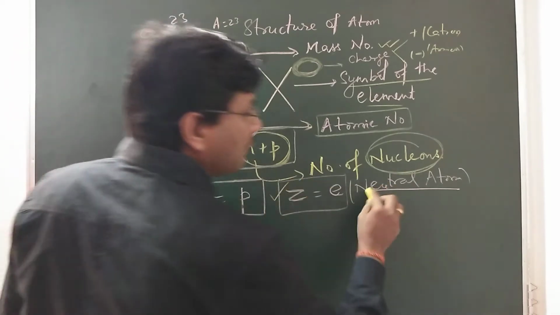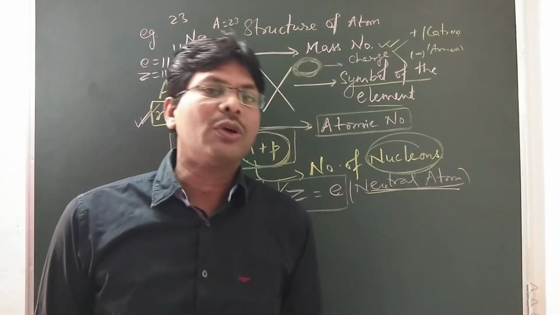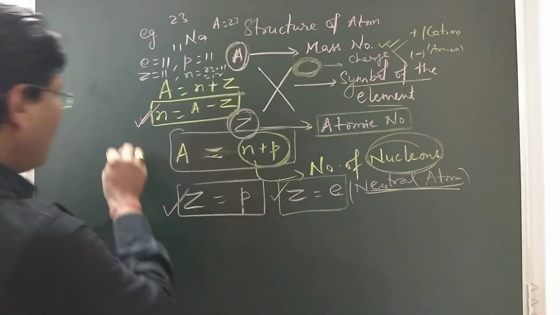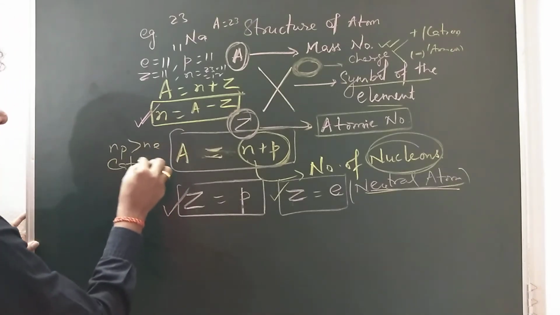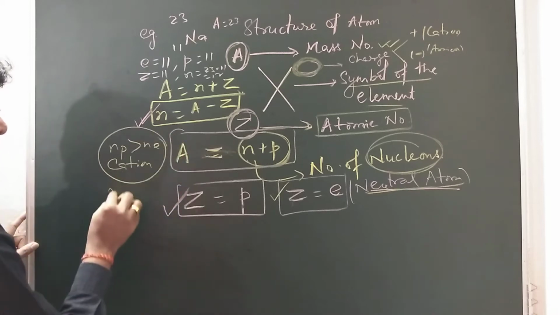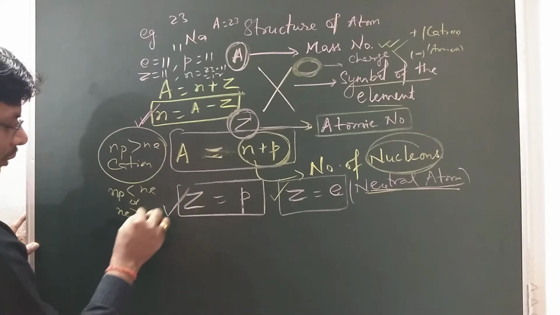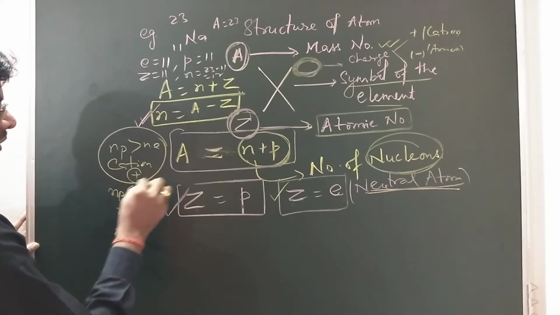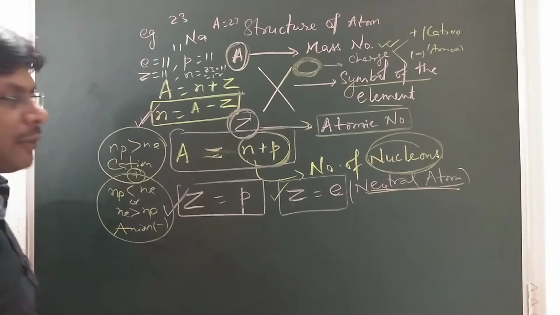So this is only for neutral species. For neutral species we mean that the number of electrons is equal to the number of protons. If the number of protons is more than the number of electrons, the species is a cation. And if the number of protons is less than the number of electrons, or we can say the number of electrons is more than the number of protons, that means the species is an anion. Cations are positively charged ions, anions are negatively charged ions. So this you have to keep in mind.